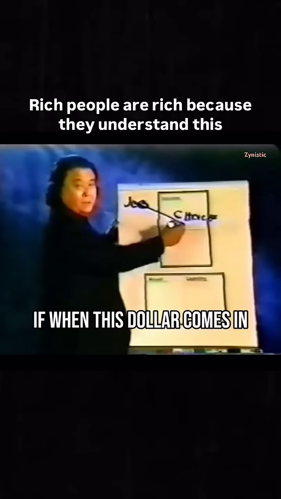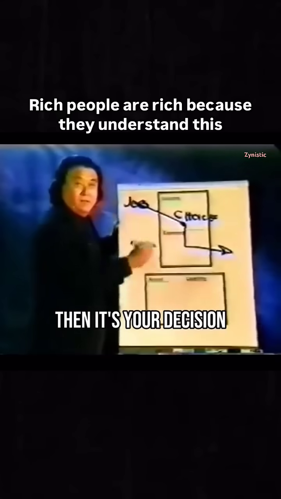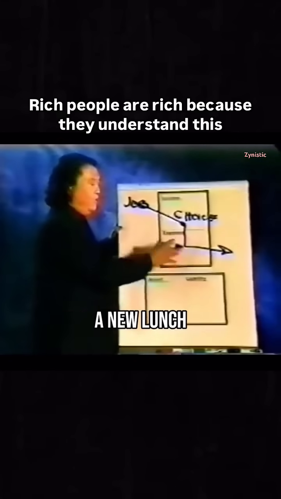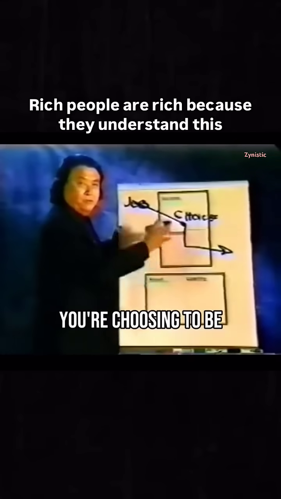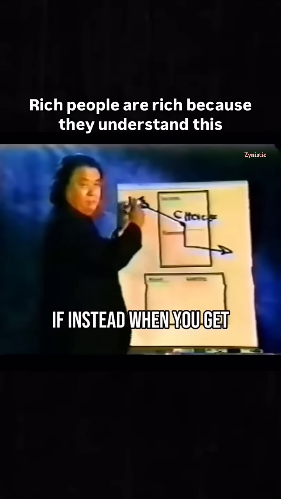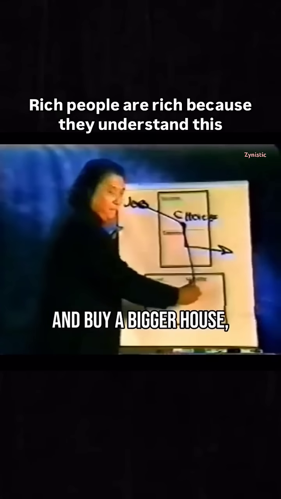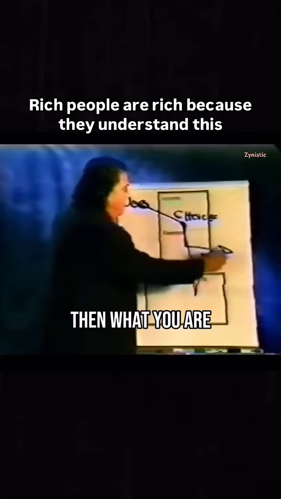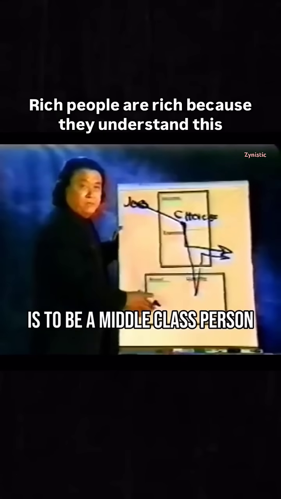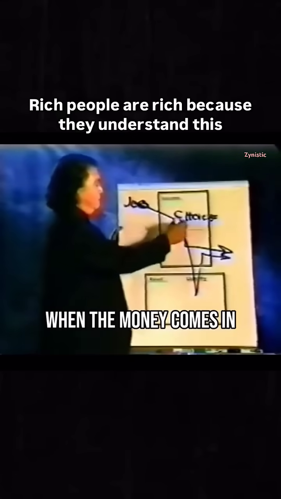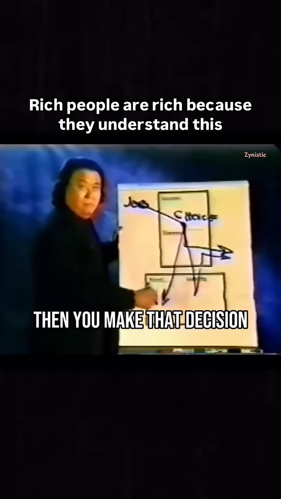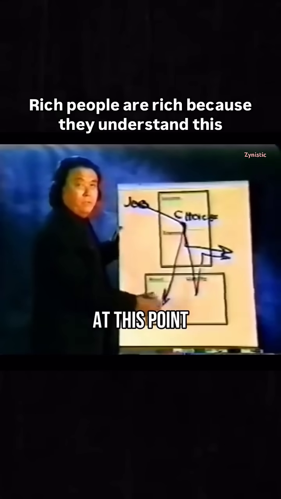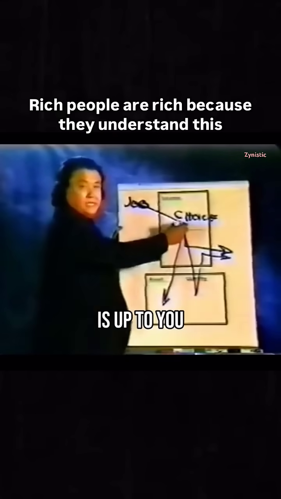When this dollar comes in and you take the dollar out this way, then it's your decision. If you go and buy yourself a new t-shirt, cappuccino, a new lunch, then you're choosing to expense it right out. You're choosing to be a poor person. If instead, when you get a pay raise or more money, you go and buy a bigger house, a new car, or you take a vacation on your credit card, then what you are choosing to do is to be a middle class person. And if instead, when the money comes in, you choose to put it in the asset column, then at this point, you're choosing to be a rich person. But the choice is up to you, nobody else.